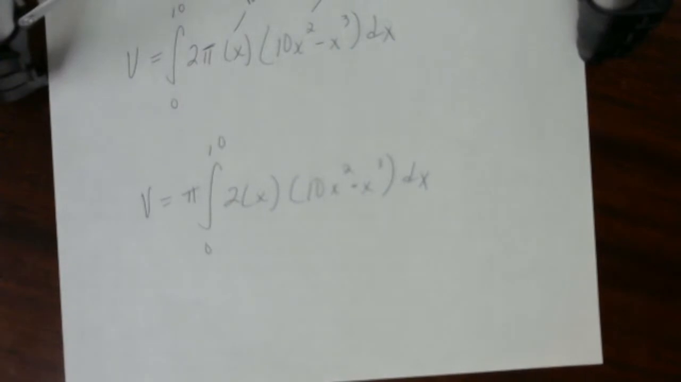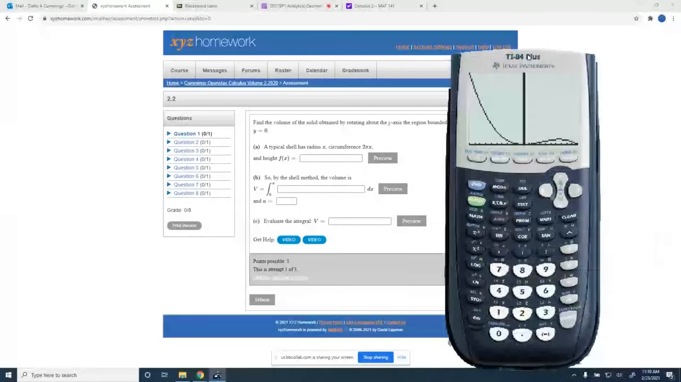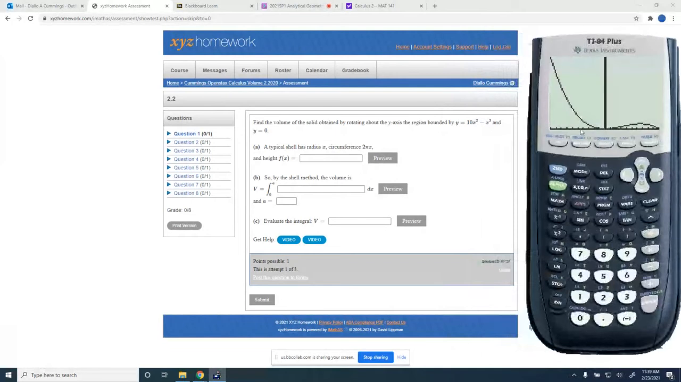All right, so to show how that is done, there's some things here to answer. It says a typical shell has a radius of x, the circumference is 2 pi x, and they want the shell's height. So notice that the height of the shell is basically our function. That's 10x squared minus x to the third power.